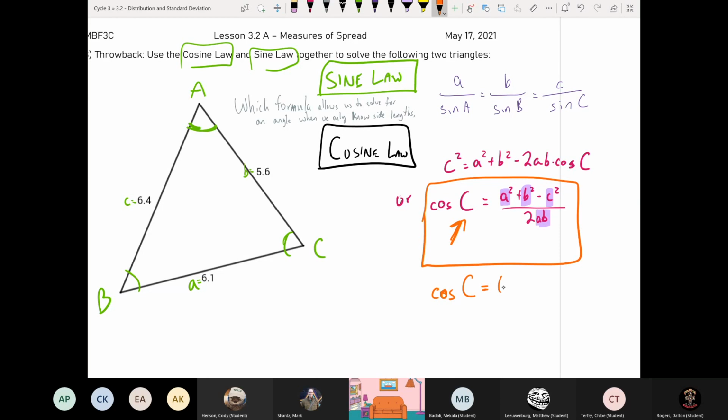So I got 6.1 squared plus 5.6 squared minus 6.4 squared, all divided by 2 times 6.1 times 5.6.